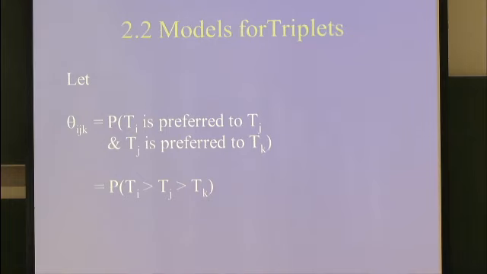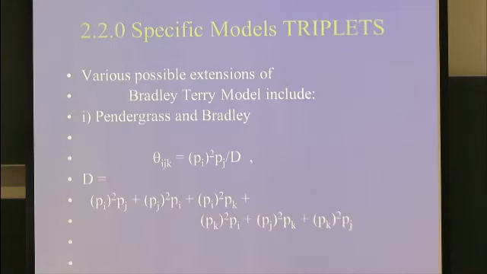Let's look at triplets, which is the probability that, given treatment I or product I, it is preferred to J, is preferred to K. What do we want in terms of a model? Of course, there are models in the literature, the multinomial logistic in particular. But first of all, here are some models in the literature, three that we're going to see.